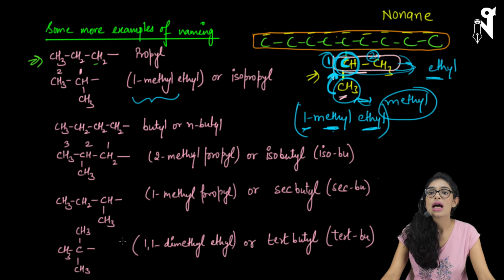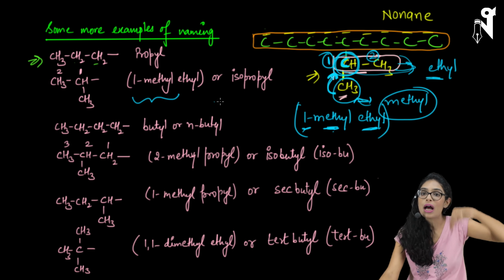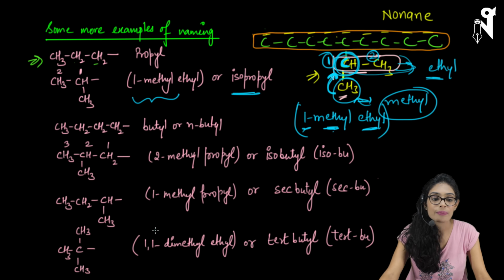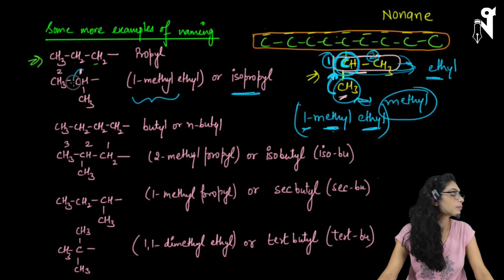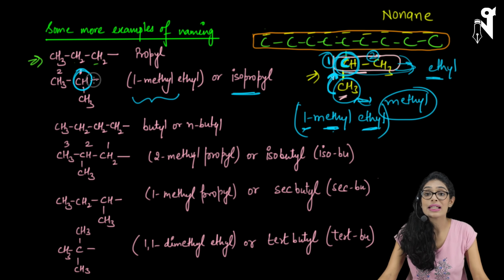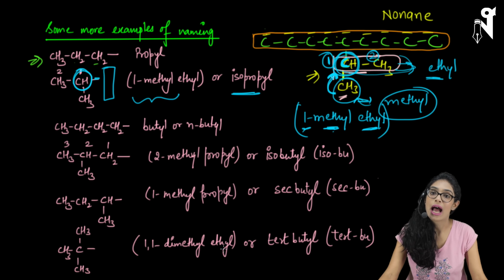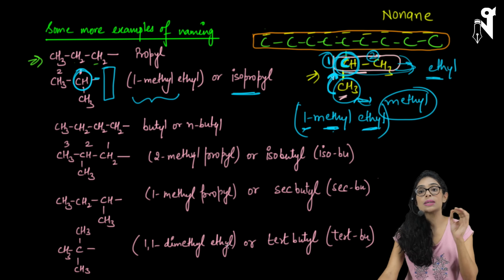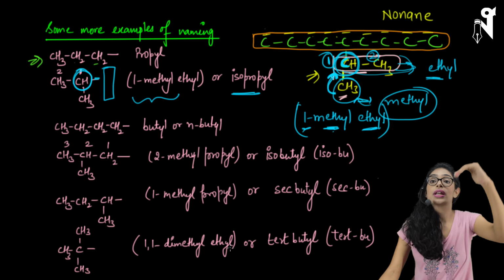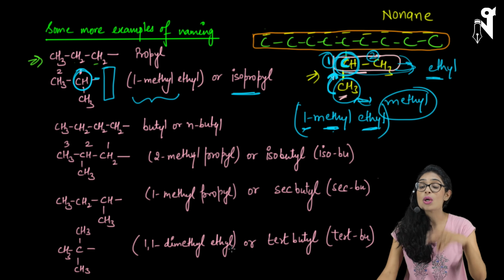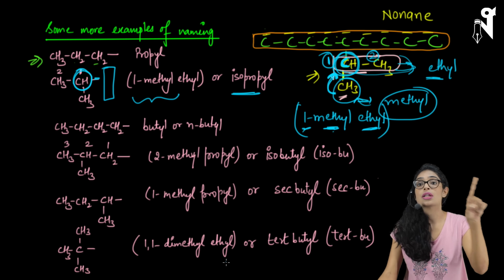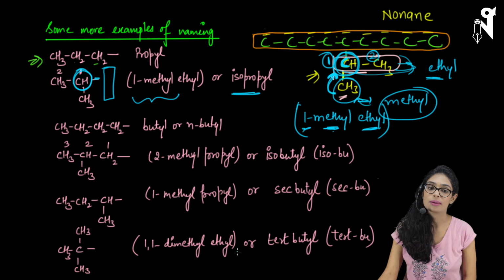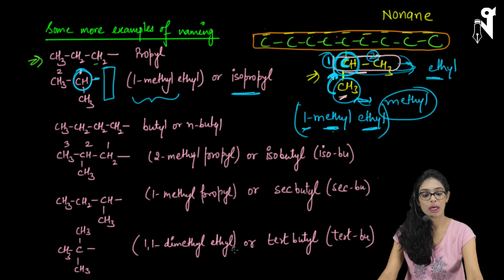What does the iso mean? Iso means when the CH3 as a branch is present on the carbon which is directly attached to the principal chain. Such kind of combinations are called iso groups, or for such compounds we use the term iso. Iso means when a branch CH3 is on the carbon of the branch which is directly attached to the principal chain. Now, let's talk about another case.